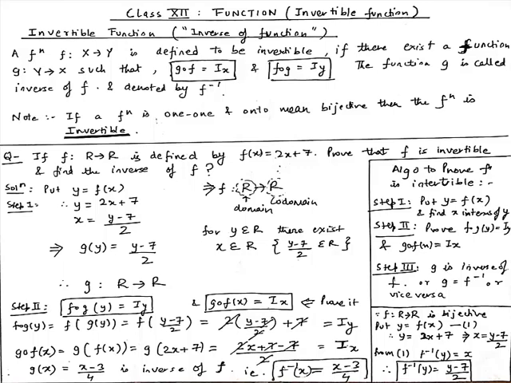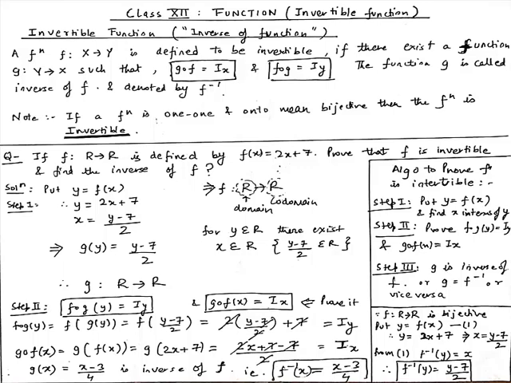Now student, this (y minus 7) upon 2 belongs to the real numbers. Then if (y minus 7) upon 2 belongs to the real numbers, then x should also belong to the real numbers. So student, to find the inverse of our function, here exists some other function g from R to R. Now according to our algorithm, step 2 is we have to prove f of g(y) equal to I_Y, or you can say y also, and g of f(x) equal to x or I_X. So student, this is our second step.